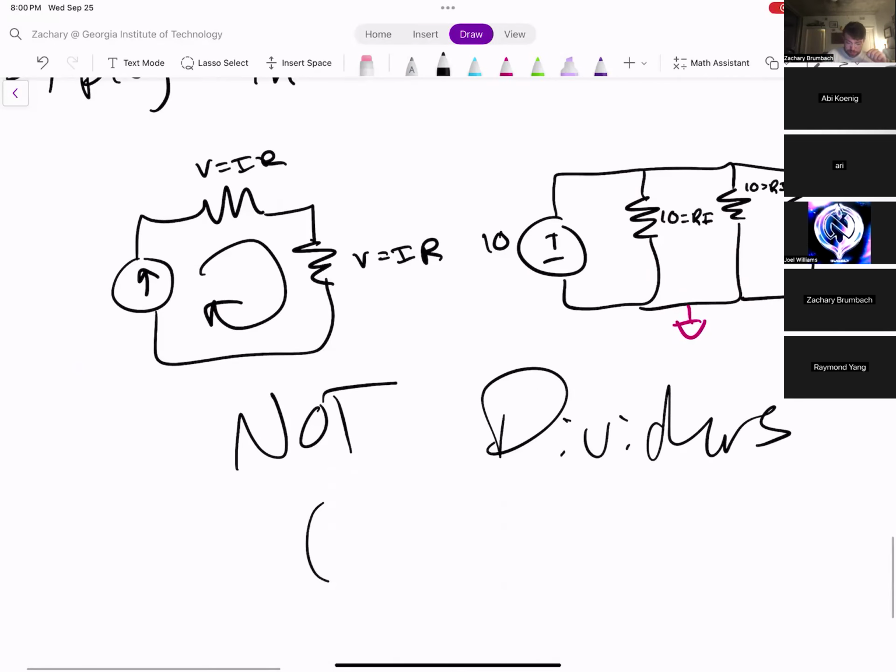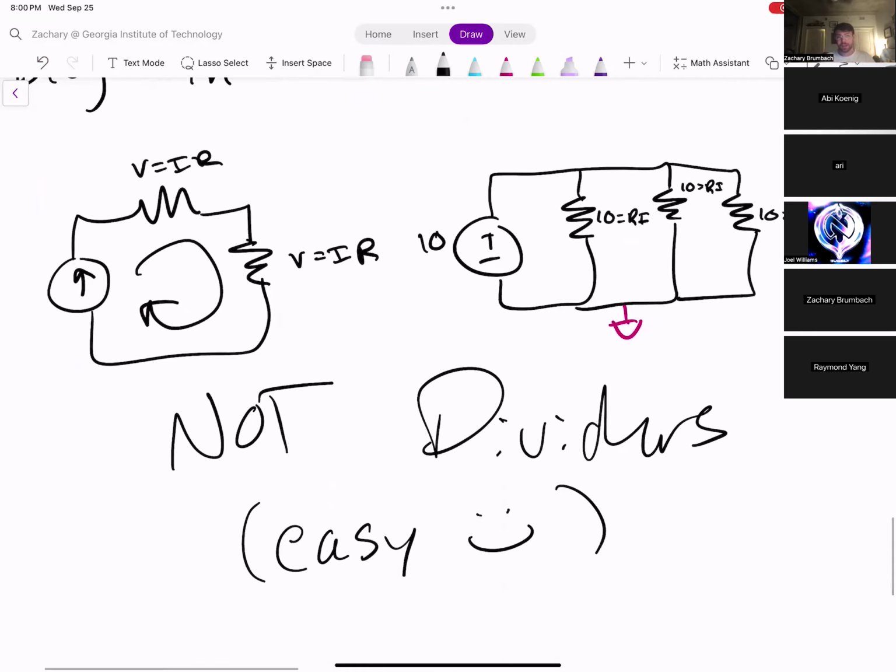These are what we call easy. Oh, that's not how we spell easy, though. Because if you already have something that's specified, the voltage or current through a resistor, you're just done immediately. There's no extra formula.